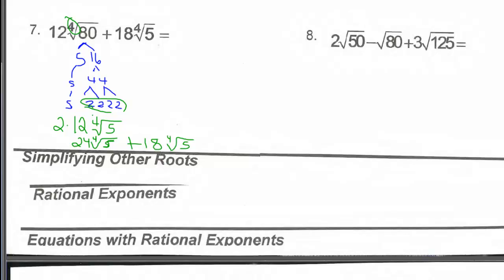Now I notice something nice. Now the numbers underneath are both a 5. Since they're both a 5, I just combine the coefficients in front. These are the same sign, so I'm going to add 24 and 18 together. 24 and 18 is 42, and that's multiplied to the 4th root of 5. You try the last example.